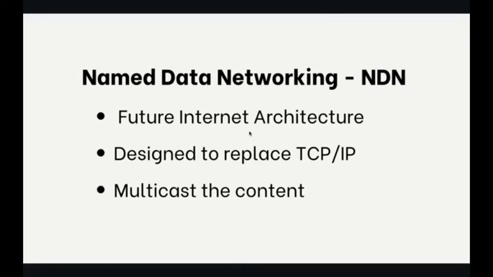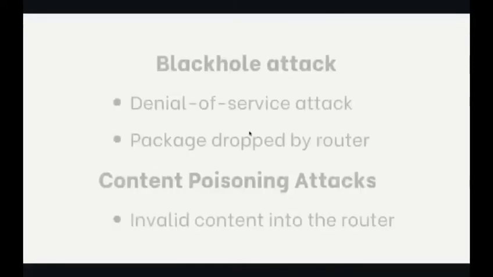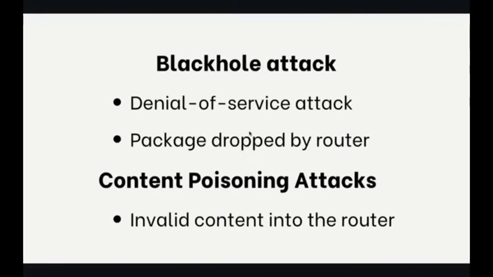Second, black hole attack. It's a kind of denial of service attack. Because of this attack, the router that is supposed to relay the packet will drop the packet. The other attack that will be covered in today's presentation is content poisoning attacks. This attack puts invalid content into the router, which will lower the efficiency of information transaction.